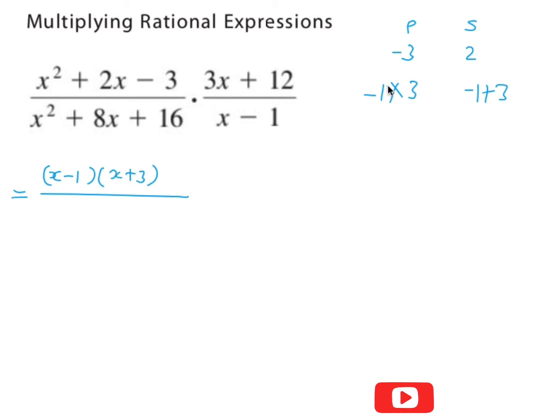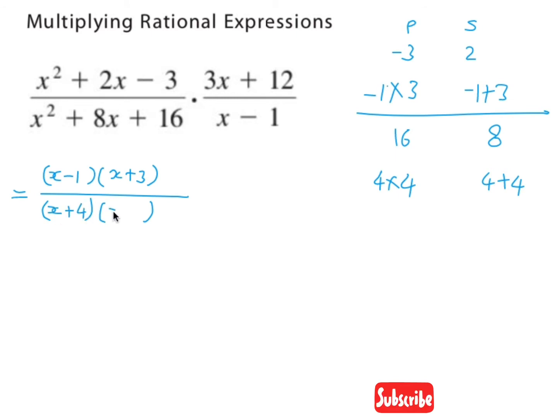Okay, now this is another one, x square plus 8x plus 16. So the product is 16 and the sum is 8. So 4 times 4 is 16, and 4 plus 4 is 8. So we choose two numbers 4 and 4: x plus 4, x plus 4. Multiply.